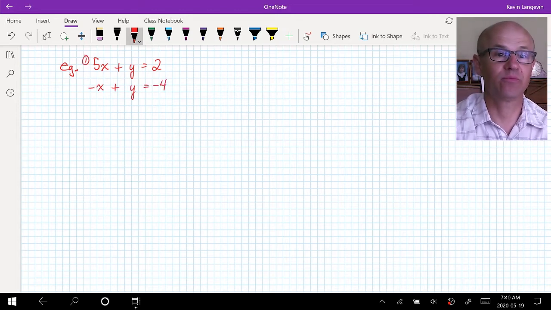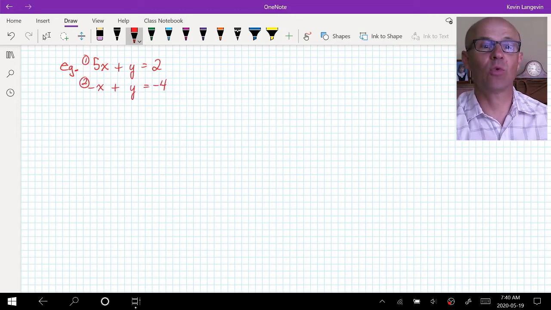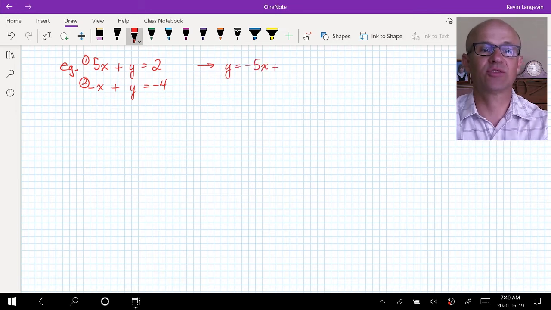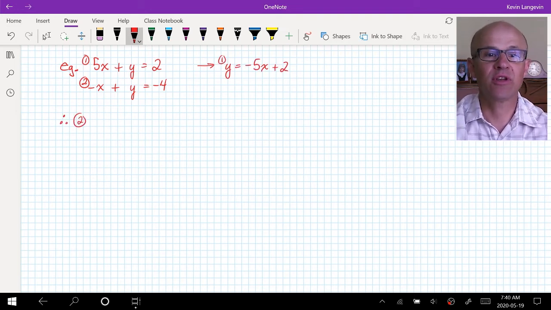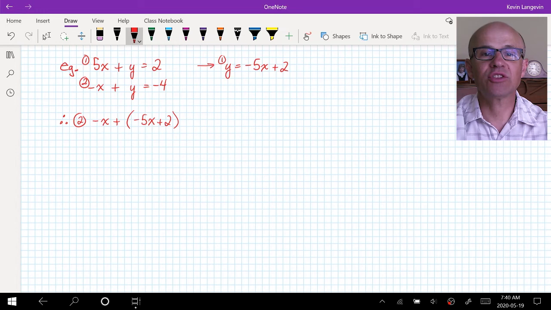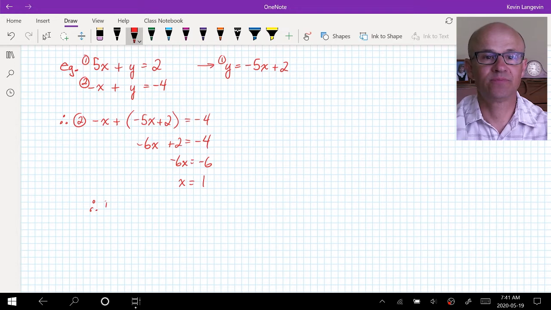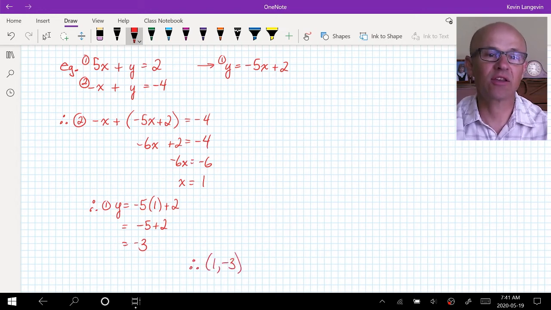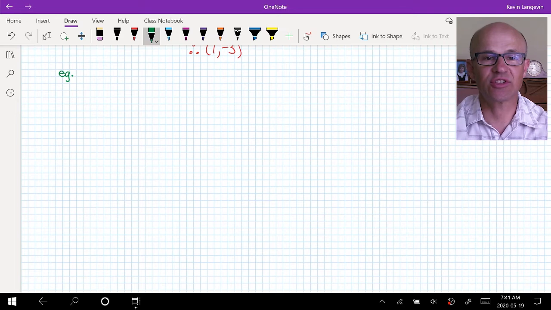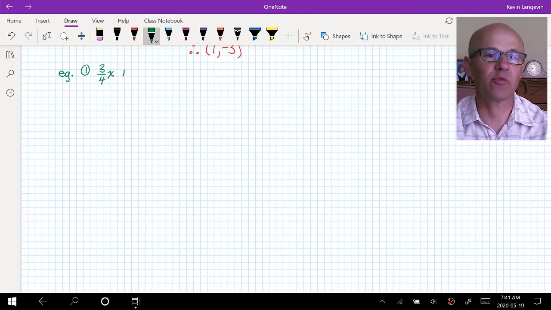Next example. 5x plus y is equal to 2, and negative x plus y is equal to negative 4. You might want to pause your screen here and try and solve this one on your own. You can see this becomes very systematic. We just keep plugging things back into the original equations, get an answer, (1, -3).